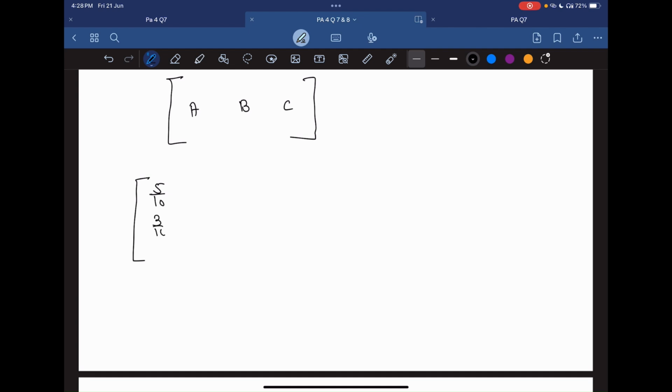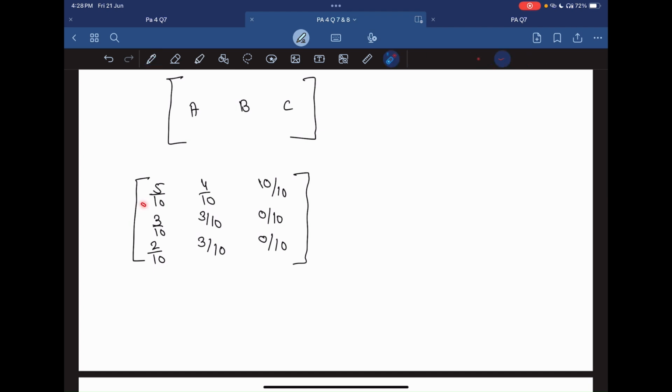And 3 by 10, 10 by 10, 0 by 10, 0. Now for simplicity, I will be doing some row operation that we will take common 1 by 10 from each row.